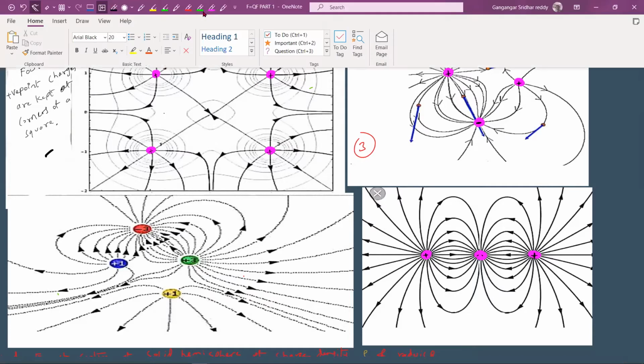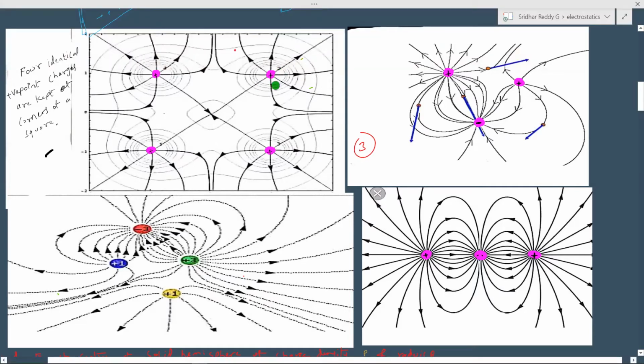I'll take some other color. Okay, there are 4 point charges kept. Now here I kept 3 point charges. Then how are the lines of force? One is positive, negative, the other will be positive. This will be the resultant lines of force.